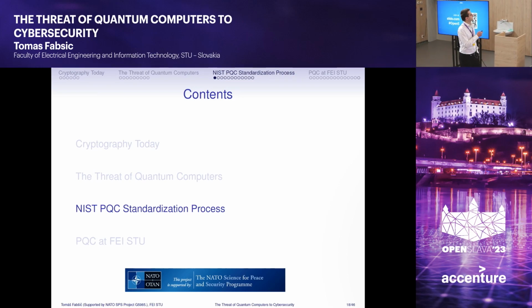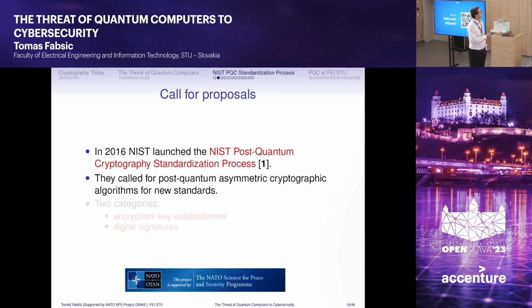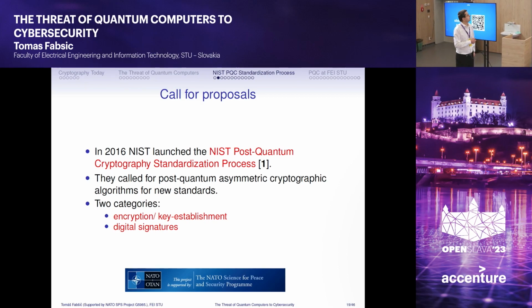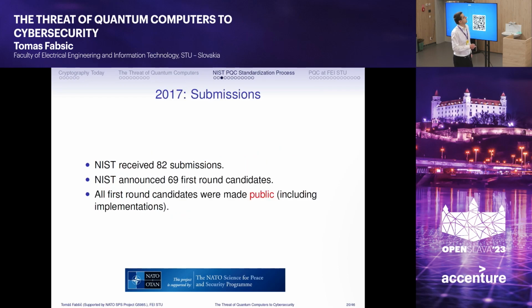And the largest effort in this direction today is the NIST PQC standardization process, which started in 2016. NIST, which is the American National Institute of Standards and Technology, as most of you, I'm sure, know, launched this process in 2016, and the aim of this process, as the title says, is to create new standards for asymmetric cryptography which will be resistant against attacks by quantum computers, so to create post-quantum asymmetric cryptographic standards. And this process has two categories. First, they want to create new standards for encryption or key establishment. And the second category is new standards for digital signatures.